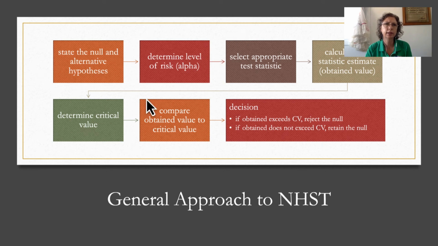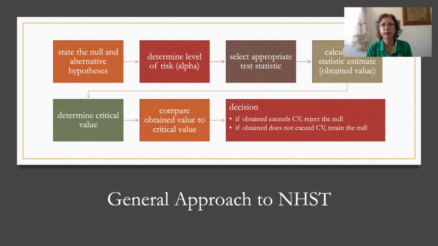Another thing to note is this level of risk, alpha. In psychology, we pretty much always use an alpha of 0.05. So any p-value less than 0.05 is significant.